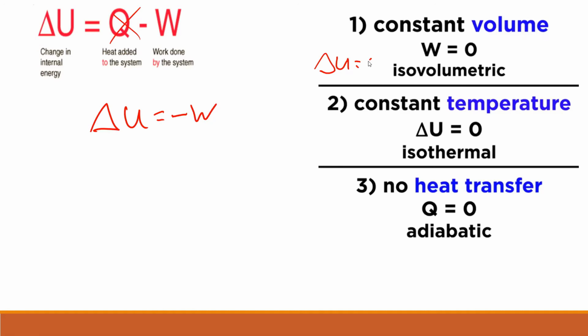So the first one was delta U equals Q, which is all the change in temperature just caused by heat leaving the system. This one says there's no change in temperature, so all of the heat goes to moving the object. This one says all of the change in energy is caused by work being done on the system or work being done by the system.